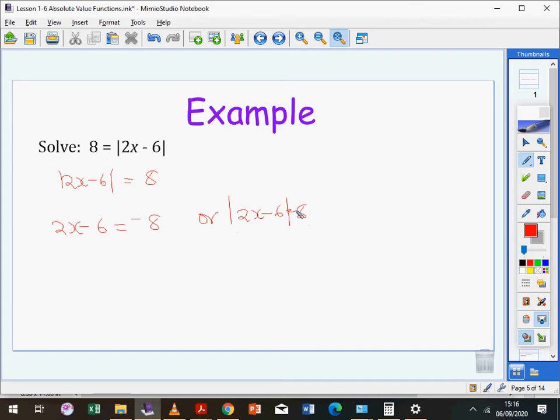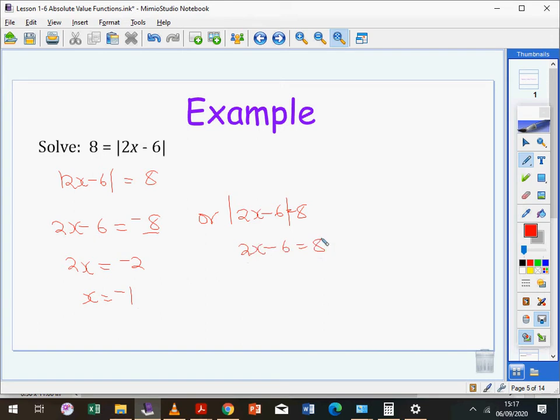If it's equal to negative 8, then I'll have 2x equals negative 8 plus 6, which is negative 2, which tells me that x equals negative 1. And if it is equal to positive 8, then 2x minus 6 equals 8.